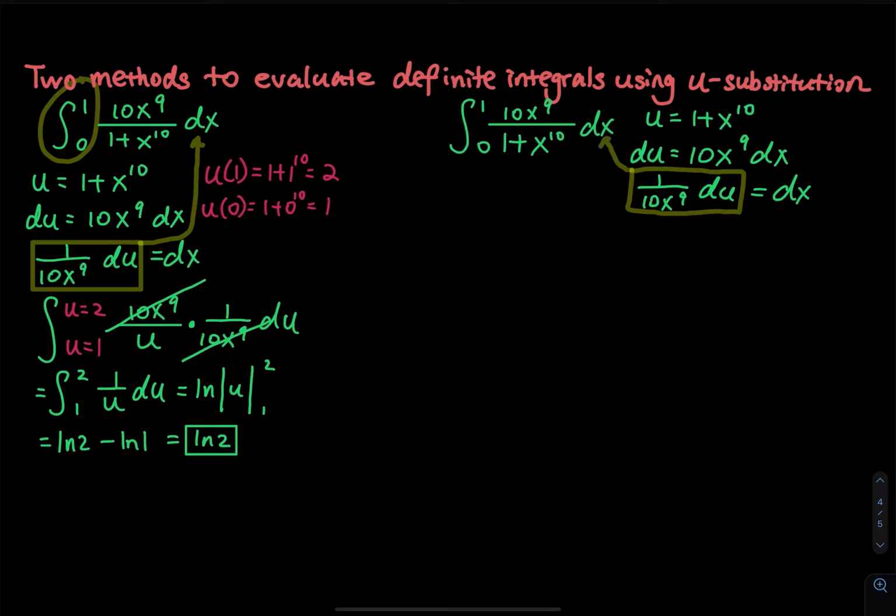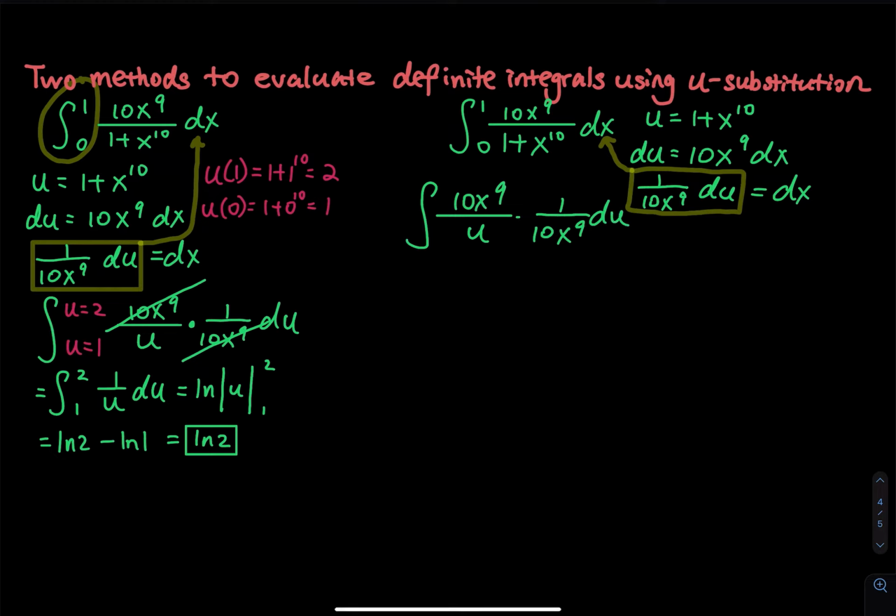So change of variable. And then we are not going to change the 1 and the 0. We will just leave the 1 and the 0 in there. And then what do we do next? We are going to do an integral of 10x to the 9 power divided by u, and then the dx is 1 divided by 10x to the 9 power du.